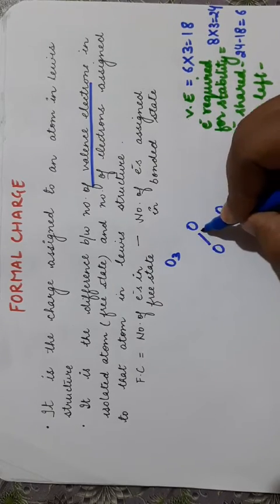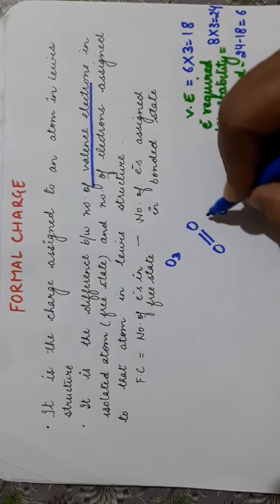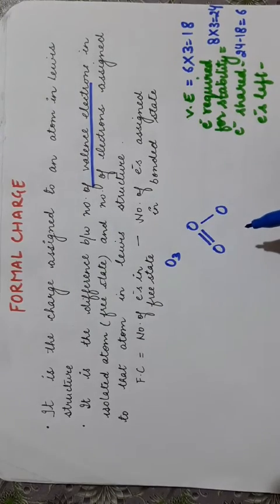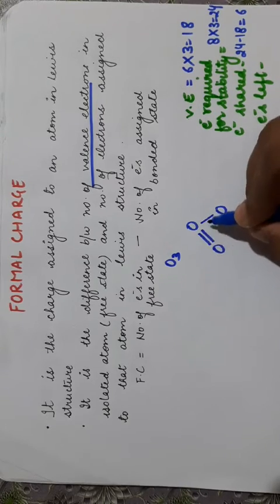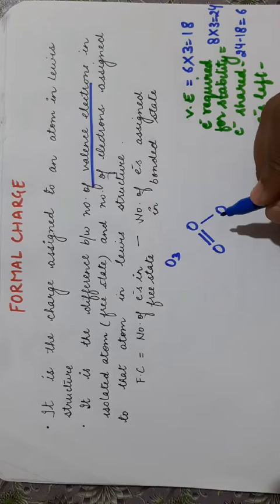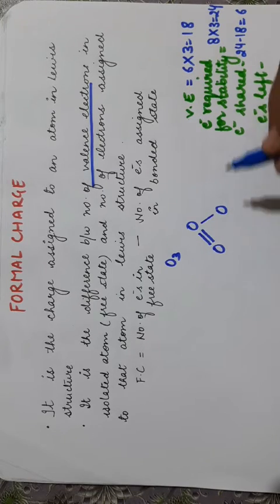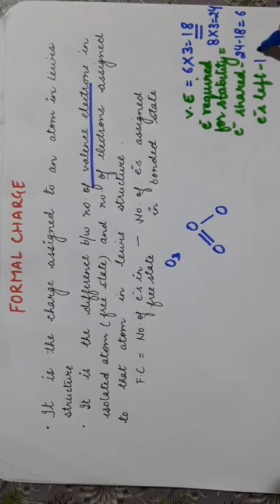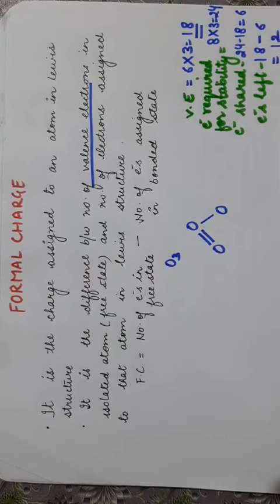So either you make a double bond between these 2 oxygen atoms and a single bond here, or a double bond here and a single bond here. Okay, it is the same. So we have shared 6 electrons here. Each bond contains 2 electrons, 3 bonds are there, that means 6 electrons we have shared. Now how many are left? Total valence electrons were 18. Electrons left are 18 minus 6, that means 12 electrons are left.